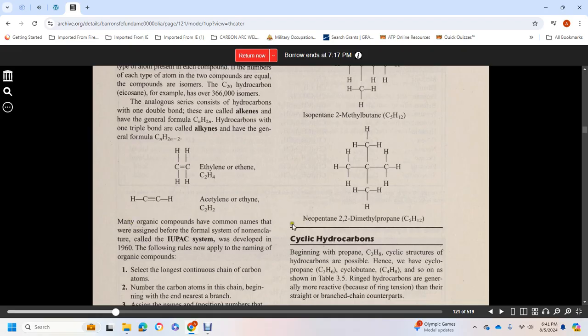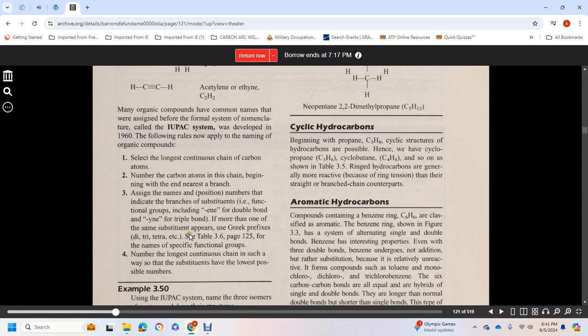Many organic compounds have common names assigned to them before the formal system of nomenclature called the IUPAC system, developed in 1960. The following rules now apply to naming organic compounds. Select the longest continuous chain of carbons, and number the carbon atoms in the chain beginning at the end nearest the branch. Assign the position number to indicate the branch substituent. Functional groups are included with ene for a double bond, yne for a triple bond, and for more than one of the same substituent, use the Greek prefixes di, tri, tetra, etc.